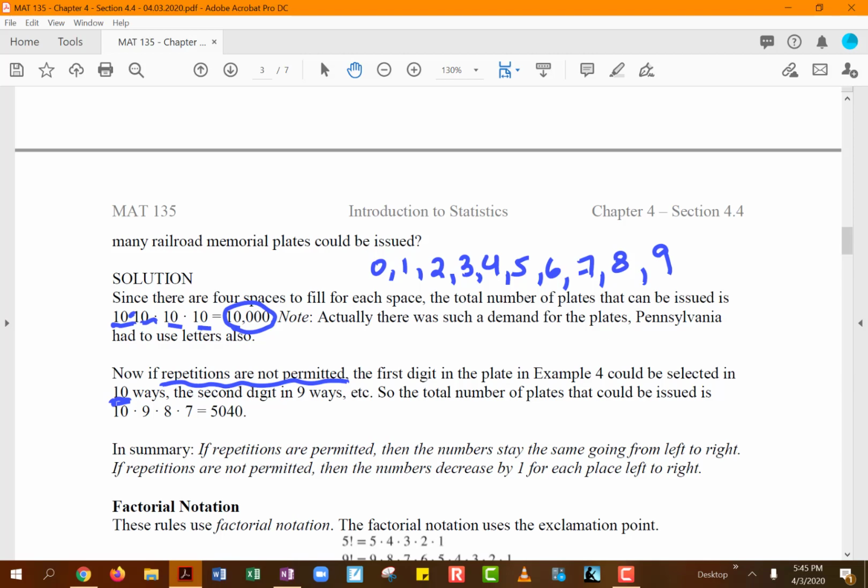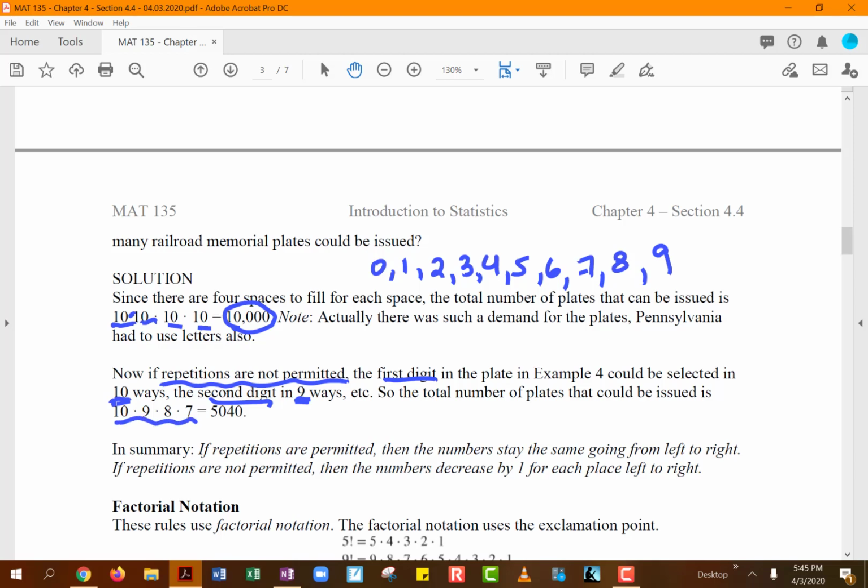So let's say you've already selected the number for the first place. That means for the second place, or the second digit, you're only going to have 9 options left. Then for the third place, you will only have 8 options left. And then for the fourth digit, you would only have 7 options left. So you can see how this number starts going down.